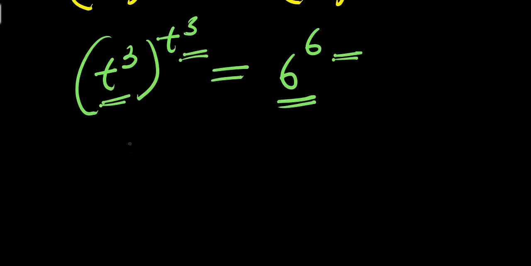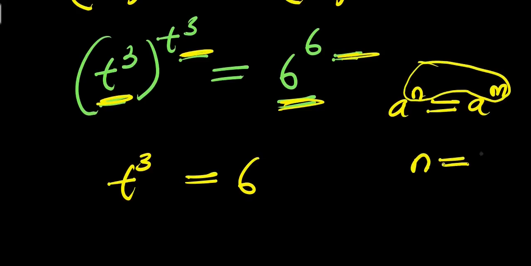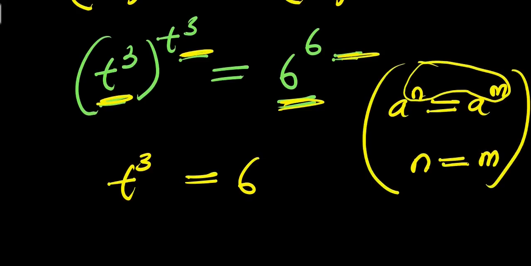So the next thing we are going to do is to compare, because what we have here is exactly what we have here, and what we have here is exactly what we have at the exponent. So that means we are now going to have something like this. T power 3, we can compare the exponent, equals 6. Remember, if you have a power n equals a power m, you can compare this n and m. That means n equals m. Have you seen it? So t power 3, we are comparing this. T power 3 equals 6.